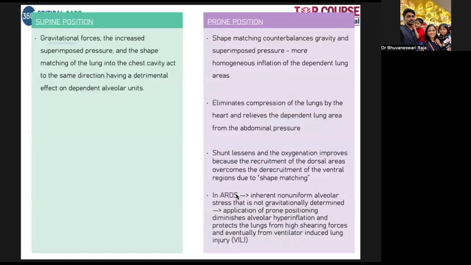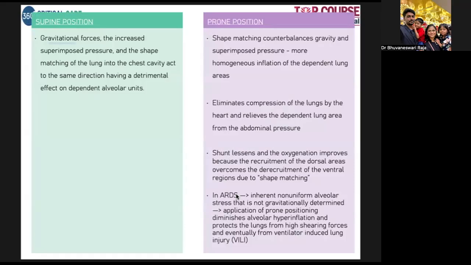So what happens in supine position? The gravitational forces, the increased superimposed pressure, and the shape matching of the lung into the chest cavity act in the same direction, having a detrimental effect on the dependent alveolar units. And in prone position, this shape matching counterbalances the gravity and the superimposed pressure. More homogeneous inflation of the dependent lung areas happens.